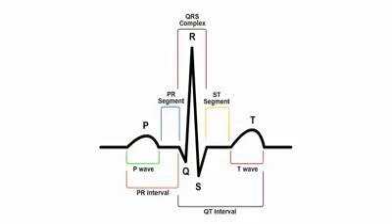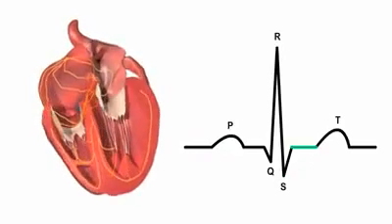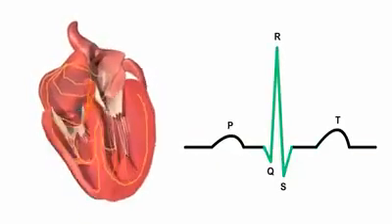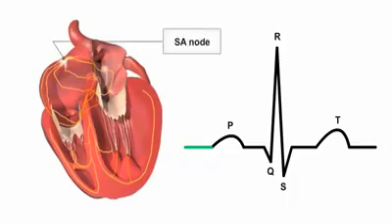A tracing of the overall electrical activity of the heart, resulting from the propagation of many action potentials. Let's look at what happens during a single beat of the heart and how these events are depicted on an ECG. In a normal heart, each beat begins in the right atrium with an action potential signal from the sinoatrial or SA node, the heart's natural pacemaker.